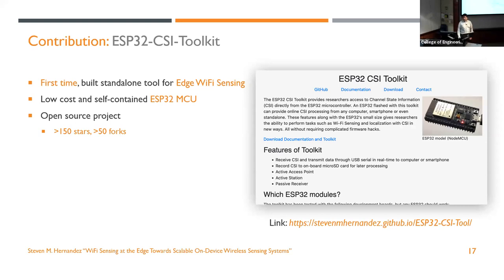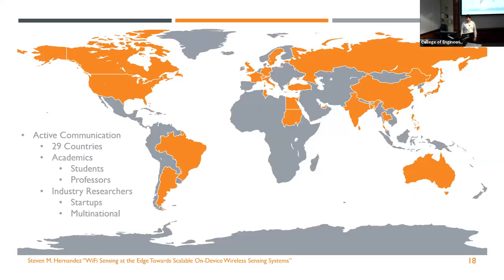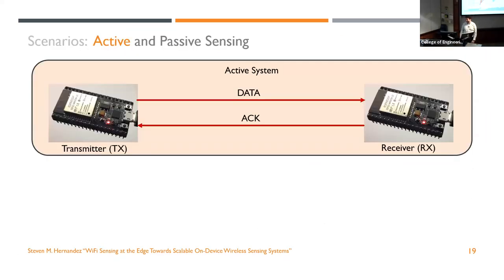We have over 150 stars on this project and over 50 forks in the past few years that we released it. We also had researchers from over 29 countries using this tool. So that's cool. That's pretty exciting to me at least.